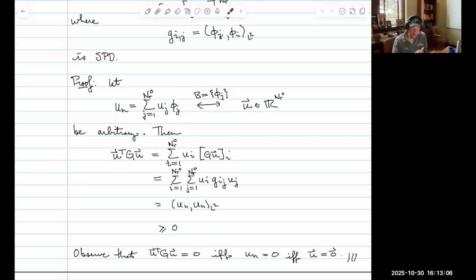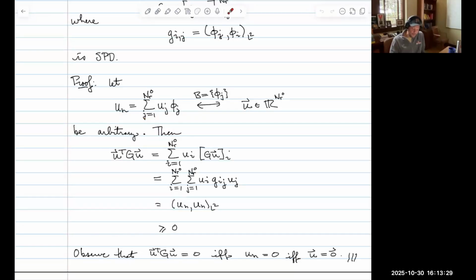Now I could go one way or the other. I can go from the finite element function through the basis to the coordinate vector, or I can go from the coordinate vector through the basis back to the finite element function. You see there's a one-to-one correspondence of these objects. And in this case I'm going to let this, or this, however you want to think about it, be arbitrary.